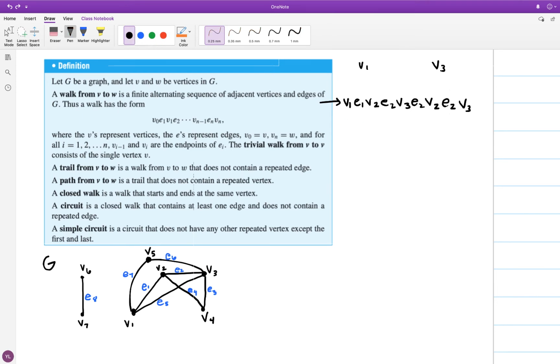Okay, now some other types of walks. You call a walk a trail if it starts at V and ends at W, but you don't repeat edges. Like you can see here, I repeated the edge E2 twice, right? So let me give you an example of a trail from V1 to V3.